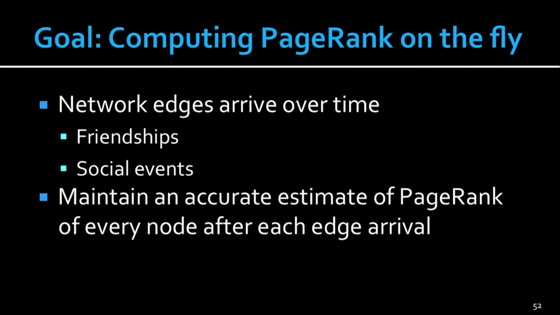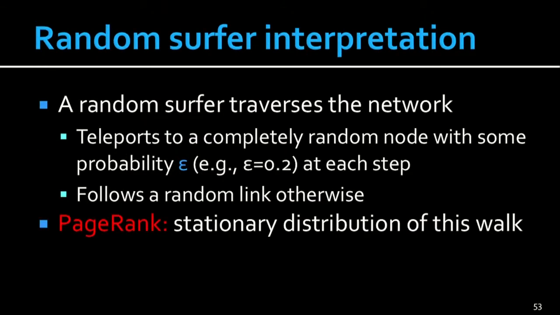You have hundreds of millions of users. You have this very high rate stream of changes to the network that's happening if you consider the social events. And you want to keep all of these 300 million, or whatever number of hundreds of millions of users, updated constantly. So now that we know the problem, let's look a little bit deeper into PageRank and get a better sense of what it means.